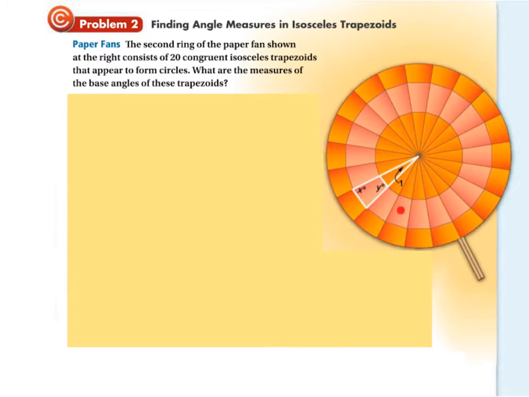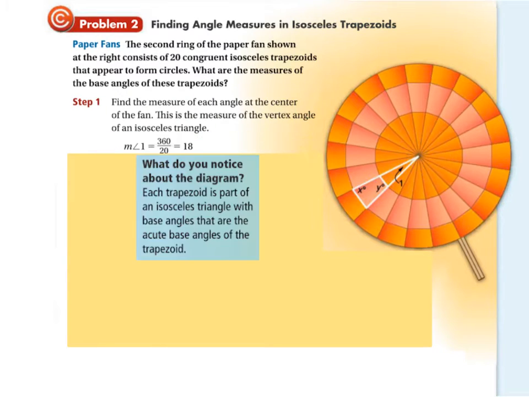Okay, so we're looking at these trapezoids here. The second ring is made up of 20 congruent isosceles trapezoids, because we have an isosceles triangle here, okay? What are the measures of the base angles of these trapezoids? Well, if we look at this whole figure, we can see that there's 20 angles up here making the total 360. So we say that total 360 divided by 20, because we're splitting the 360 degrees into 20 equal parts, is 18 degrees here for angle 1. Okay, the measure of angle 1 is 18 degrees.